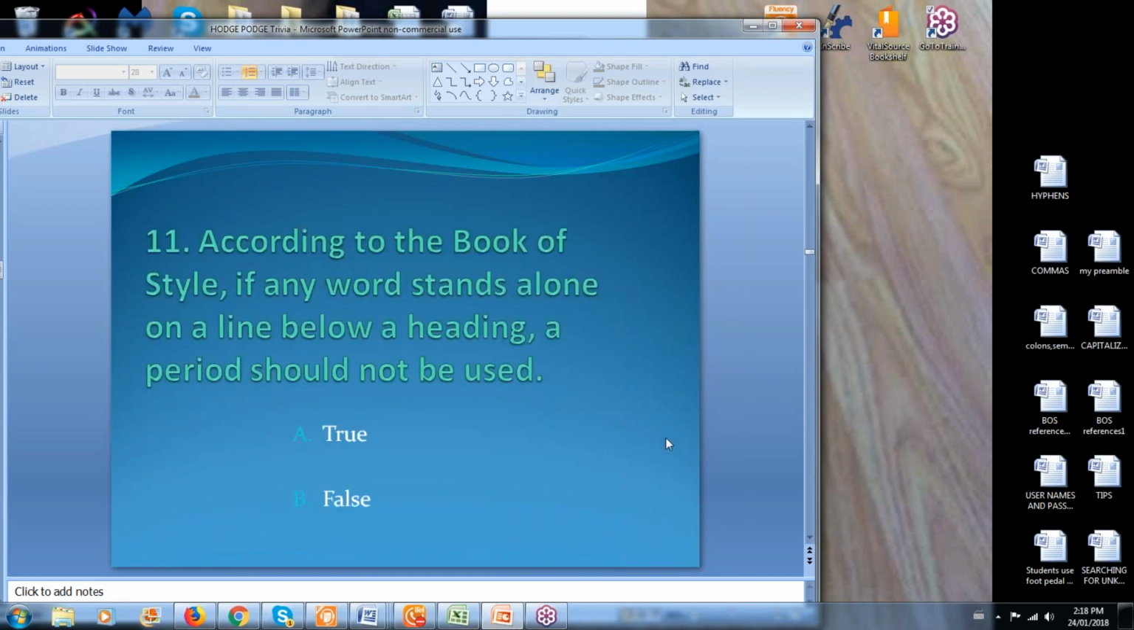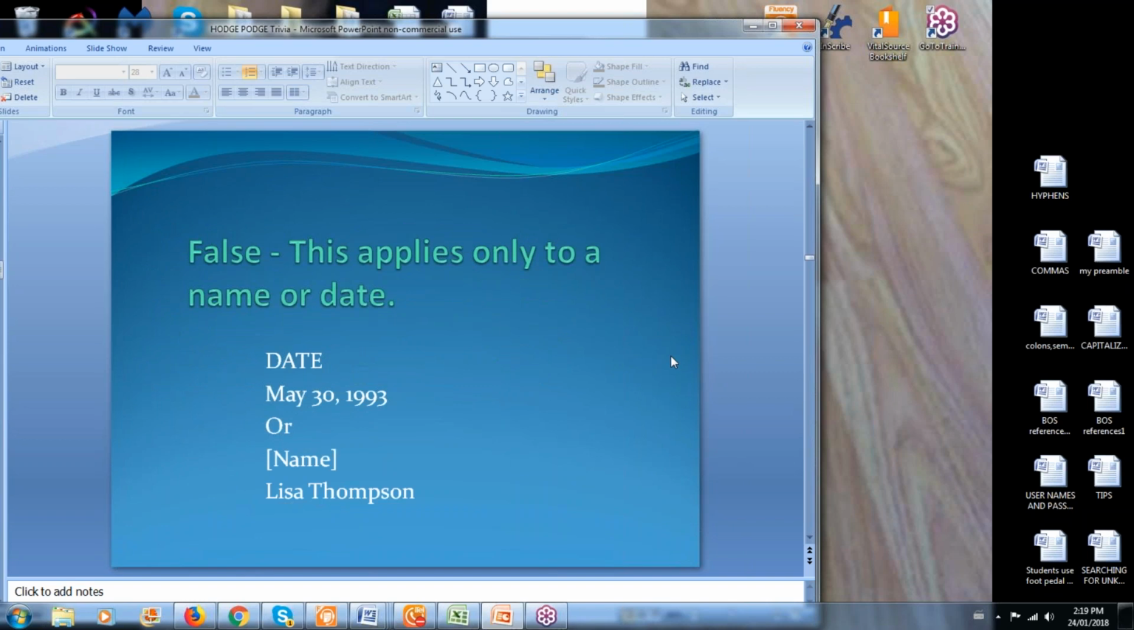11. According to the Book of Style, if any word stands alone on a line below a heading, a period should not be used. Is it A, true, or B, false? According to the Book of Style, if any word stands alone on a line below a heading, a period should not be used. True or false? Let's see, false. This applies only to a name or a date.